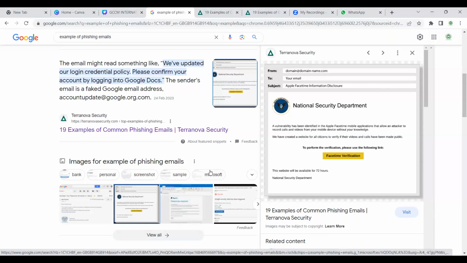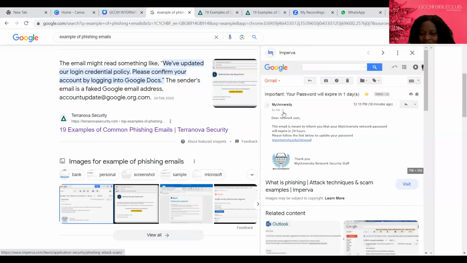So I'll give another example. This is another example. My university. If you don't check properly, this is the way they will do it. Maybe it looks like it's from my university, but it doesn't address you by name. It says, dear network user. Just imagine. You can say from MTN Nigeria, but the address that should end in NG can be MTN NGT. Something like that looks weird. Can you see this one? This email is meant to inform you that your university network password will expire in 24 hours. Just imagine. Please click on the link below to update.